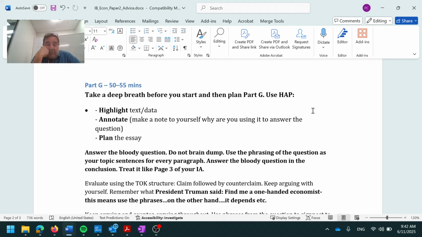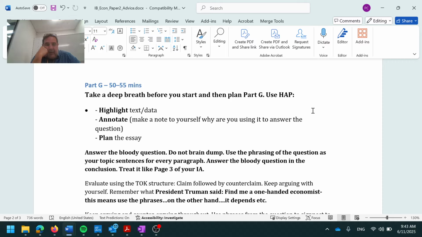But on your exam booklet, if I was walking around the exam, which I won't be, I know by looking at how much you've highlighted and how much you've annotated how well you would do. Okay, so as I said, the kids that highlight and annotate and plan tend to do significantly better.